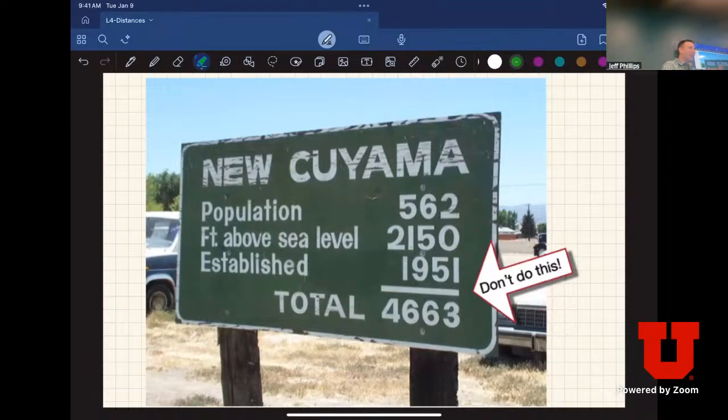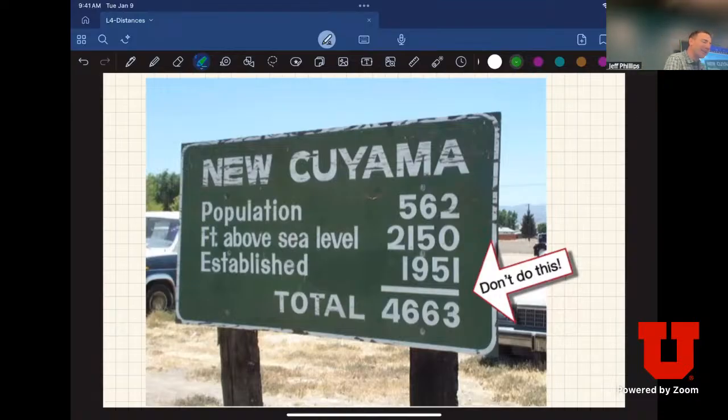So don't do this. What they've done is they've written the population, the feet above sea level, and the year it was established, and then they've added these numbers up here. Hopefully this makes no sense, and you would not ever want to do this, okay?